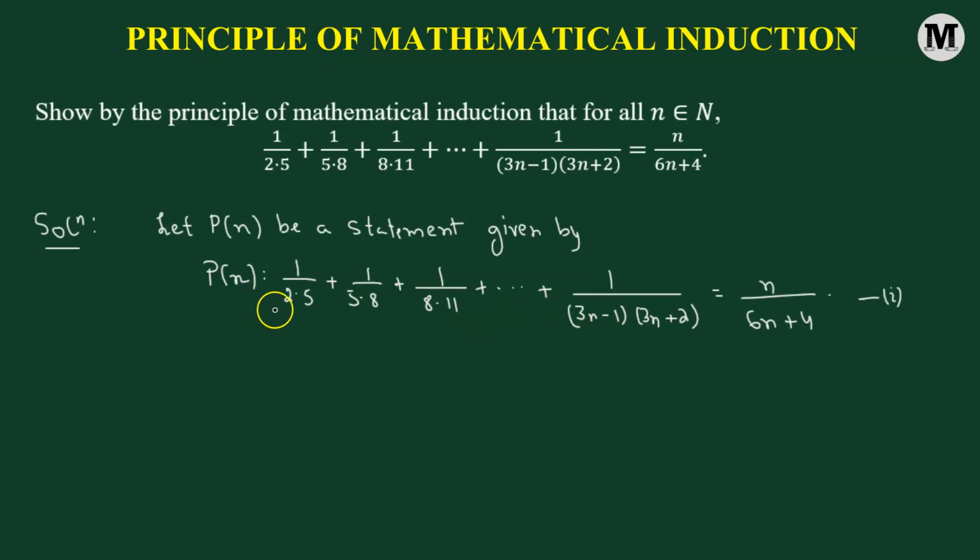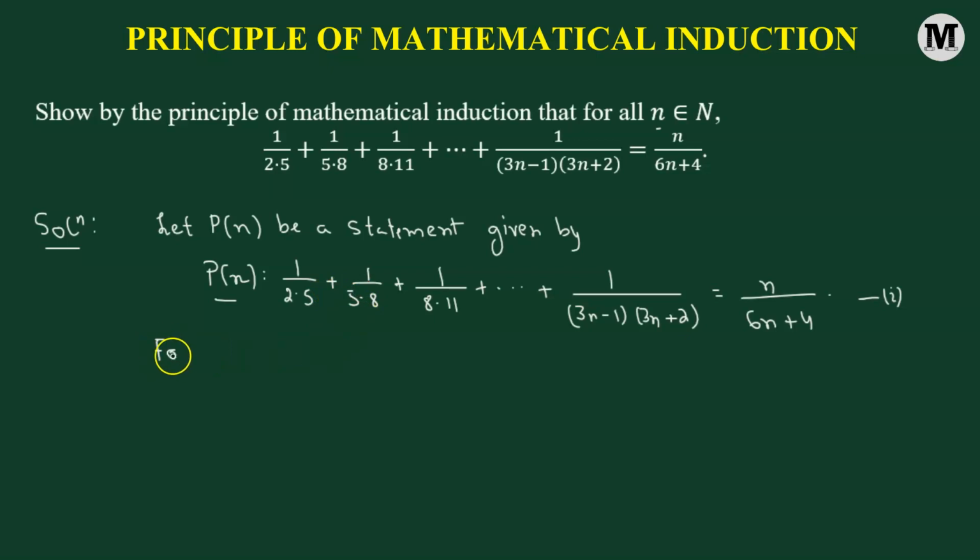So we need to show by the principle of mathematical induction that the statement P of n is true, regardless of any natural number that we choose. That means for all n belonging to the set of natural numbers, the statement P of n must be true. How do we show that?